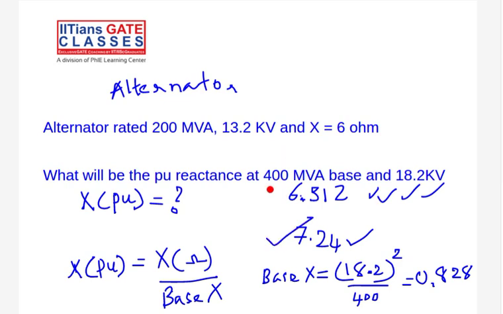So where did you make the mistake? You have to be very careful about questions in GATE. What they tend to do is overwhelm you with a lot of information, so you have to be careful about what information they have provided. They provided the rating of the generator, but they have given X in ohms. They did not give X in per unit, right? Did you use that? Is it clear why that is 7.24?